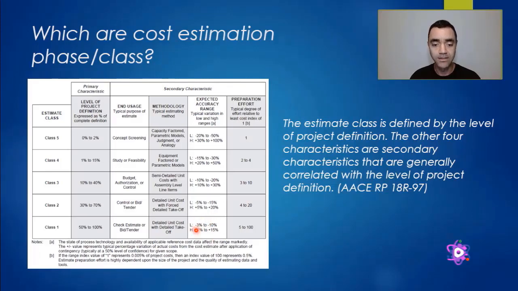And there is here, of course, that depending on the available information, it can vary from minus 10% to plus 15%, and verify that it is much lower in terms of range of accuracy than in class 5. So between class 5 and class 1, we have class 2, 3, and 4, which are defined based on the percentage of complete definition. This is not the only reference that you can use to do the cost estimation or to verify your cost estimation.